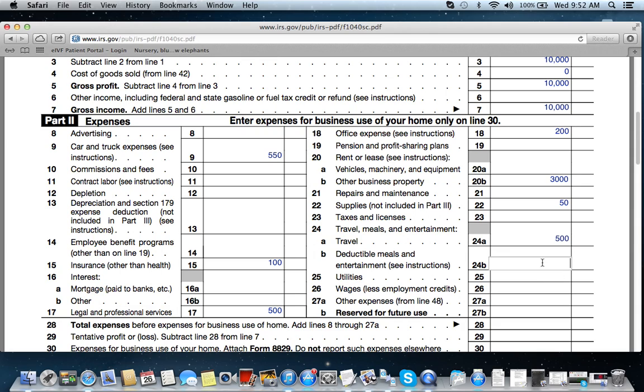And then 24B, deductible meals and entertainment. And again, this is one that is a little difficult for people to get right. So what it means, meals and entertainment is deductible if it's in the course of your business. Usually, most people have this occur when they take clients out, or clients or prospective clients.